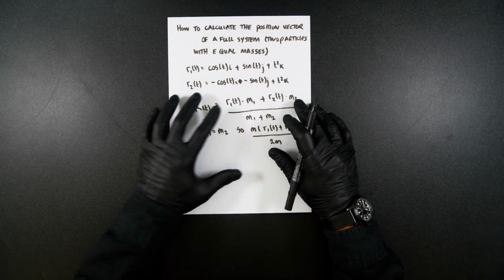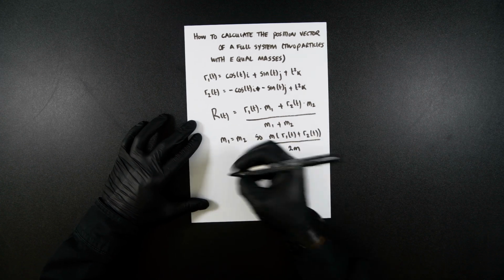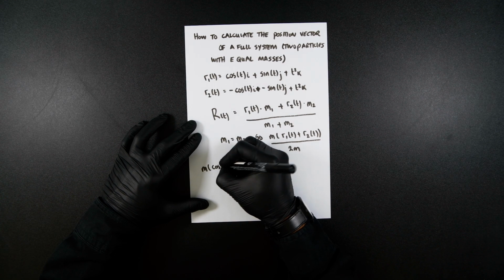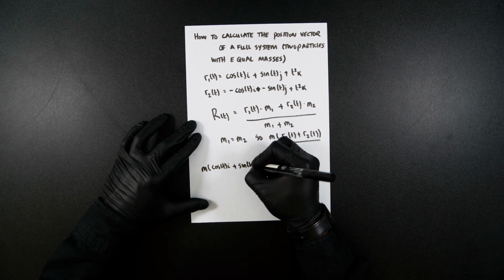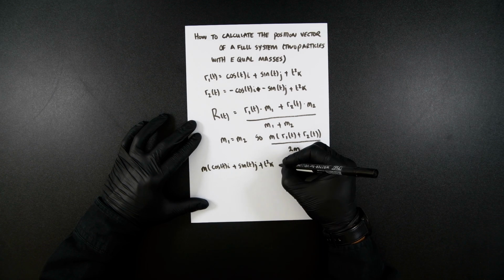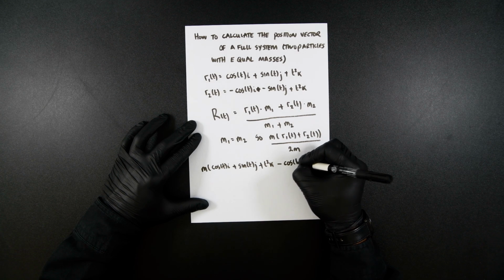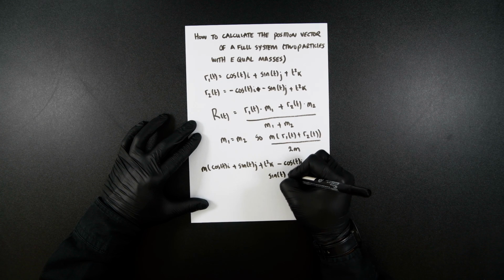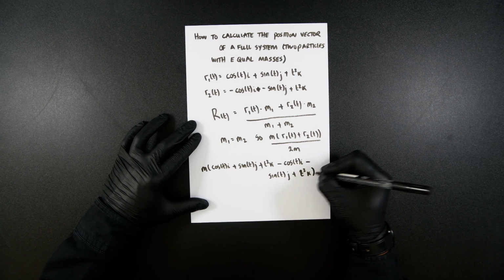So let's plug in both the position vectors given into this equation. That is the general equation. You've got to use that every single time. So let's plug that in. m on the outside, I'm going to get cos t i plus sin t j plus t squared k, minus cos t i minus sin t j plus t squared k.